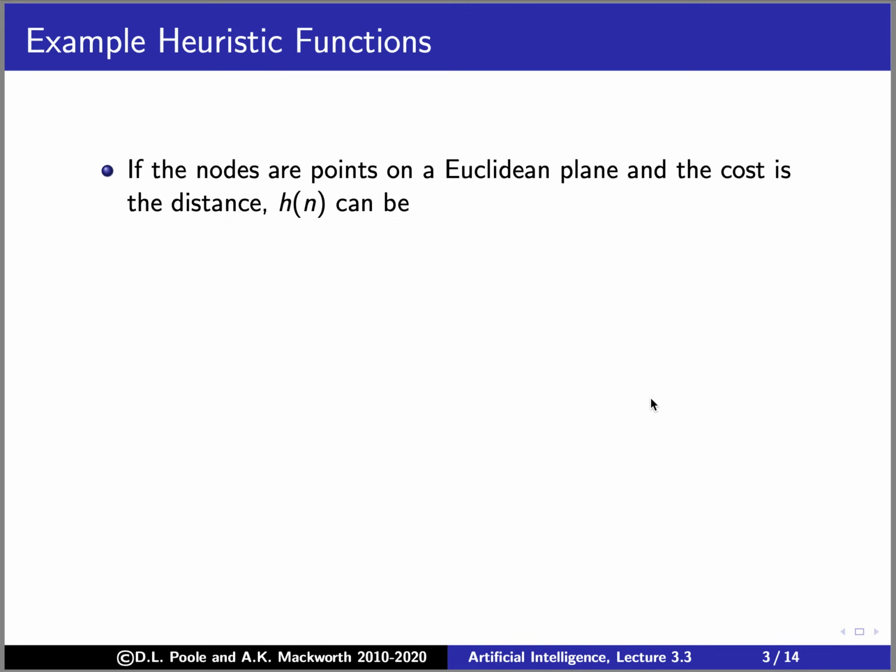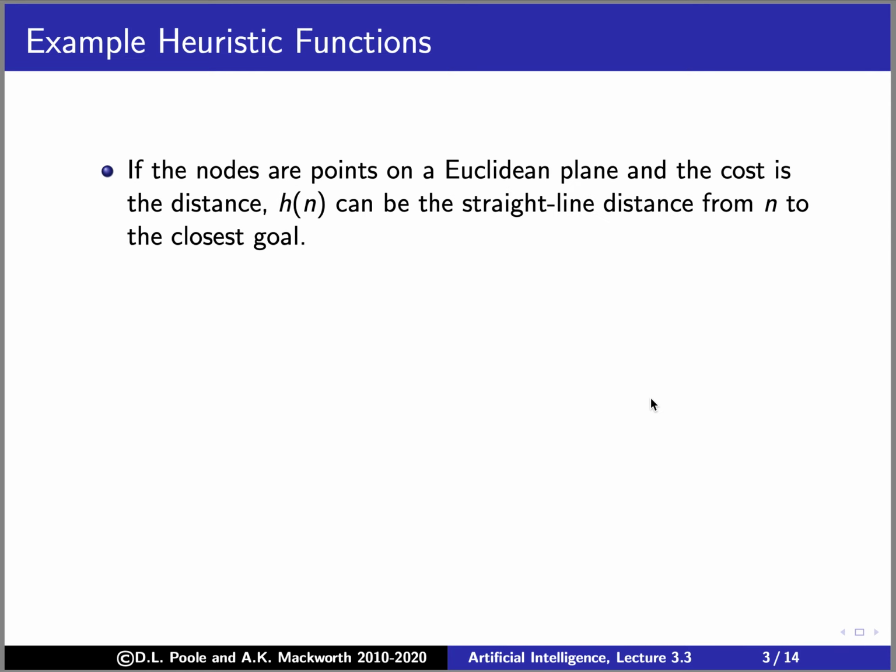Okay, so here are some example heuristic functions. If the nodes are points on a Euclidean plane, and the distance is the cost, then no matter how you travel through a Euclidean plane, the shortest distance is a straight line. So one heuristic function is just the straight line distance from n to the closest goal. That's going to be an underestimate for any algorithm that doesn't necessarily take the shortest route.